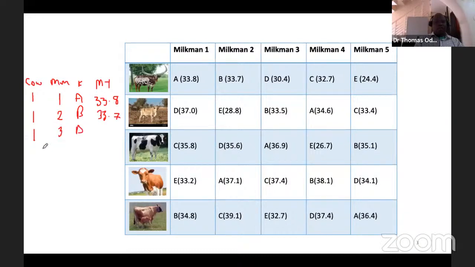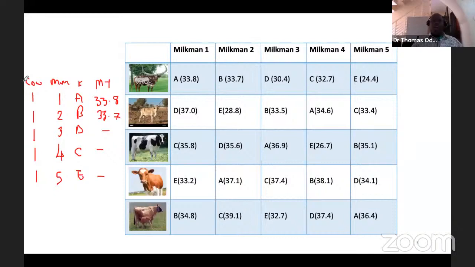And then we go for cow 1, milkman number 4, the treatment is C. And then we go for cow 1, milkman 5, the treatment is E. And then of course you have your different values there. So this is what we have in our data set that we want to analyze.